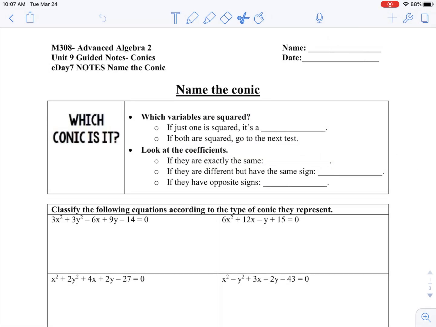Welcome to Day 7, Name the Conic. This is our last lesson for our unit. Tomorrow will be a test review and the day after that will be a test.